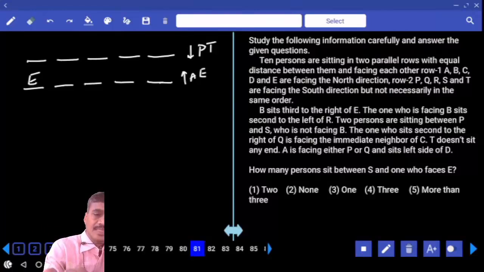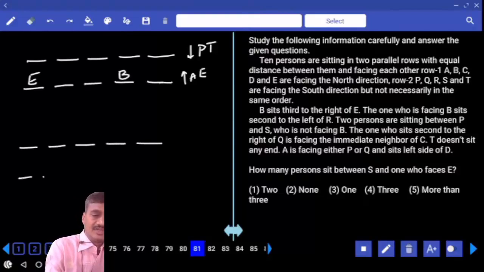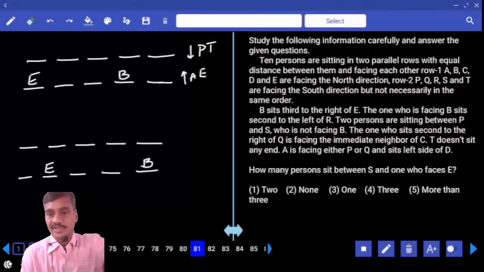If E is here, B is here, that is one such possibility. And in the second, 1, 2, 3, 4, 5, and here again 1, 2, 3, 4, 5, and B sits to the right of E, so B and E must be at this point. And there are two possibilities.